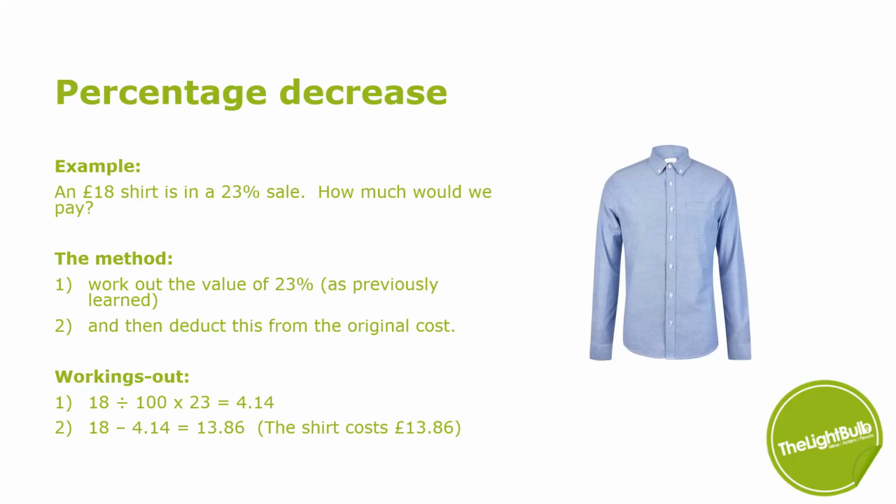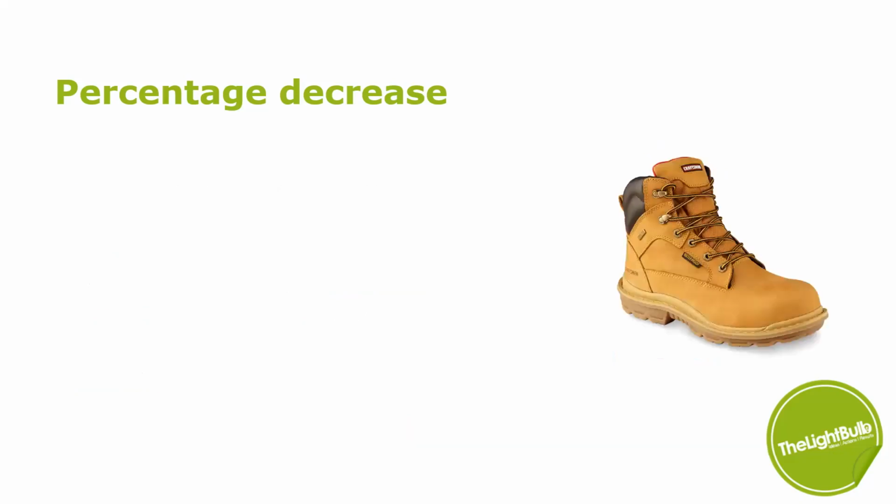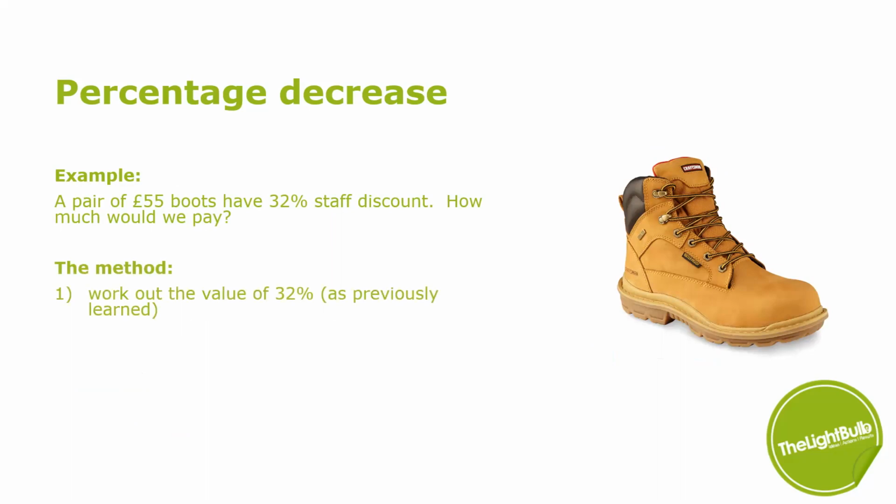Brilliant. Let's have a look at the second example. So we've got a pair of safety boots. It cost £55 originally, and this time there's a 32% staff discount. So how much would we pay for these boots if we were staff? Again, same methods as before, work out the 32% and then take it away from the original cost. So I'm going to give you 20 seconds and your time starts now.